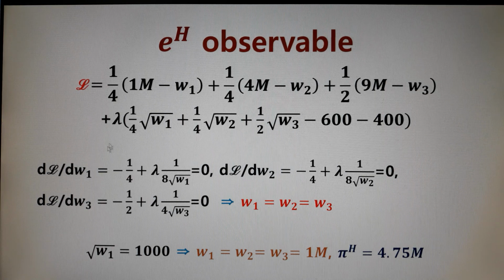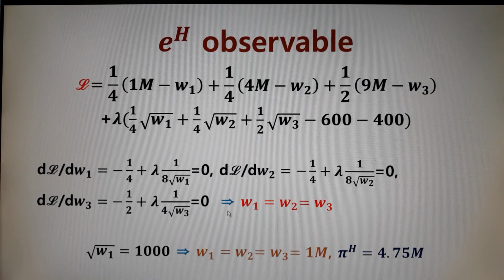Just go back to your calculus notebook, high school days or first-year freshman days. You know that if you differentiate this L with W1, you will get this. There are only two W1 terms, W1 here and W1 here. Setting each to 0, you will realize that W1, W2, W3 are equal. Root W1 here should be something like lambda over 2. So whatever lambda is, W1 is lambda over 2, W2 is lambda over 2, W3 is lambda over 2.